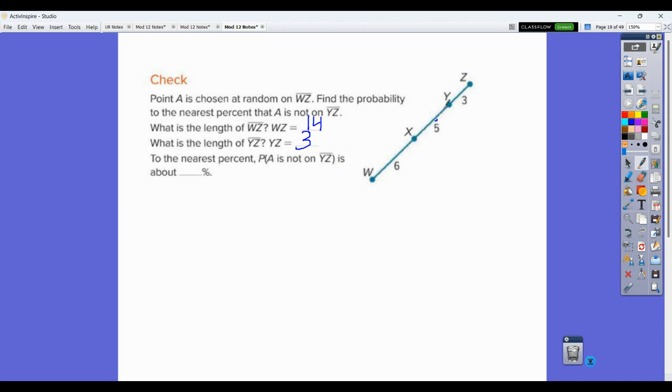So you can do a few things. Not on YZ would be 11 out of the 14, or you can do 1 minus the 3 out of 14. You will get the same thing out of either one of those. And if you do that and get a percent, you'll end up rounding it to 79%. It's to the nearest percent, so no decimals there. So 79% is what you should get.